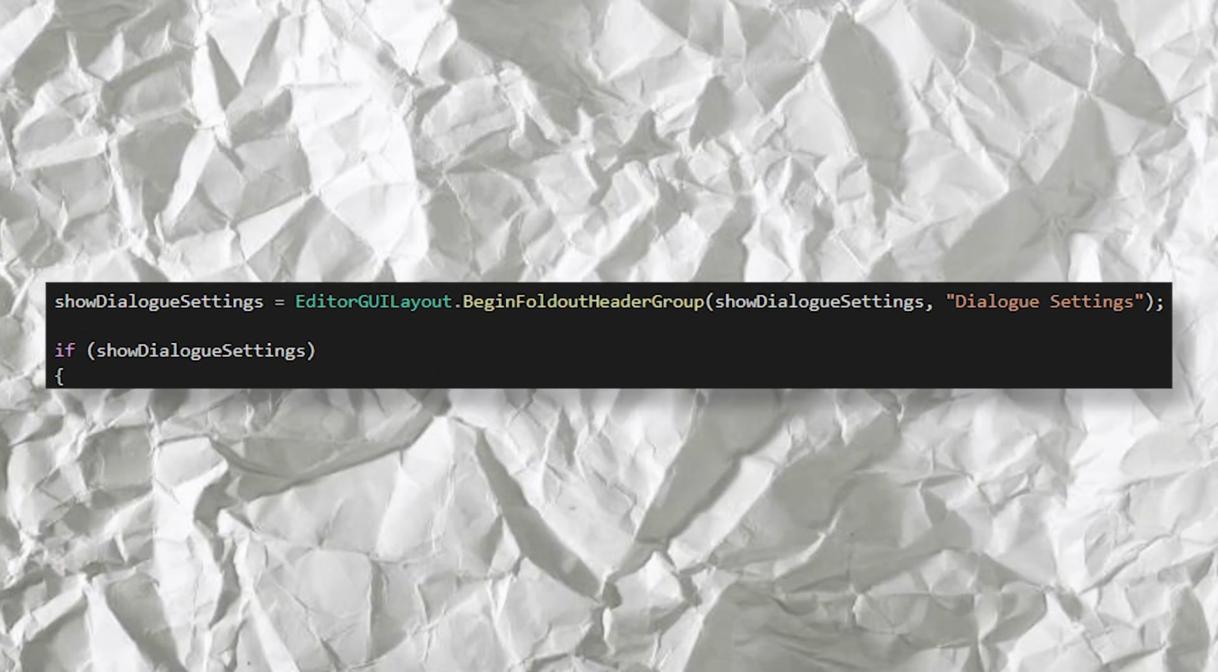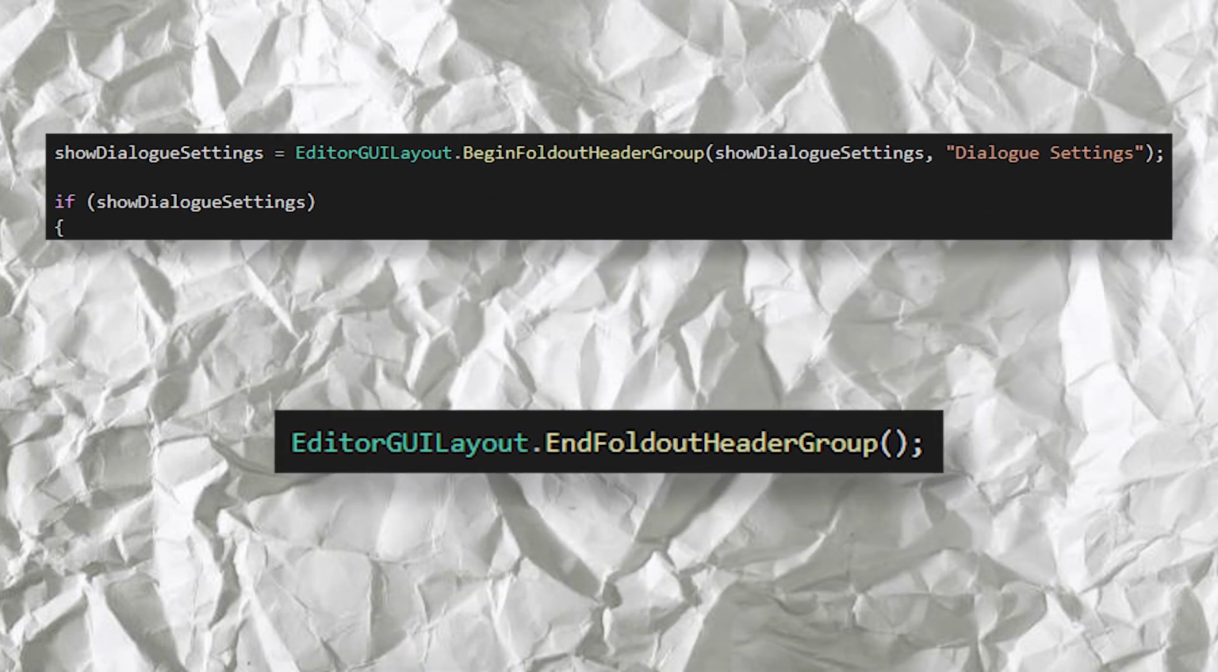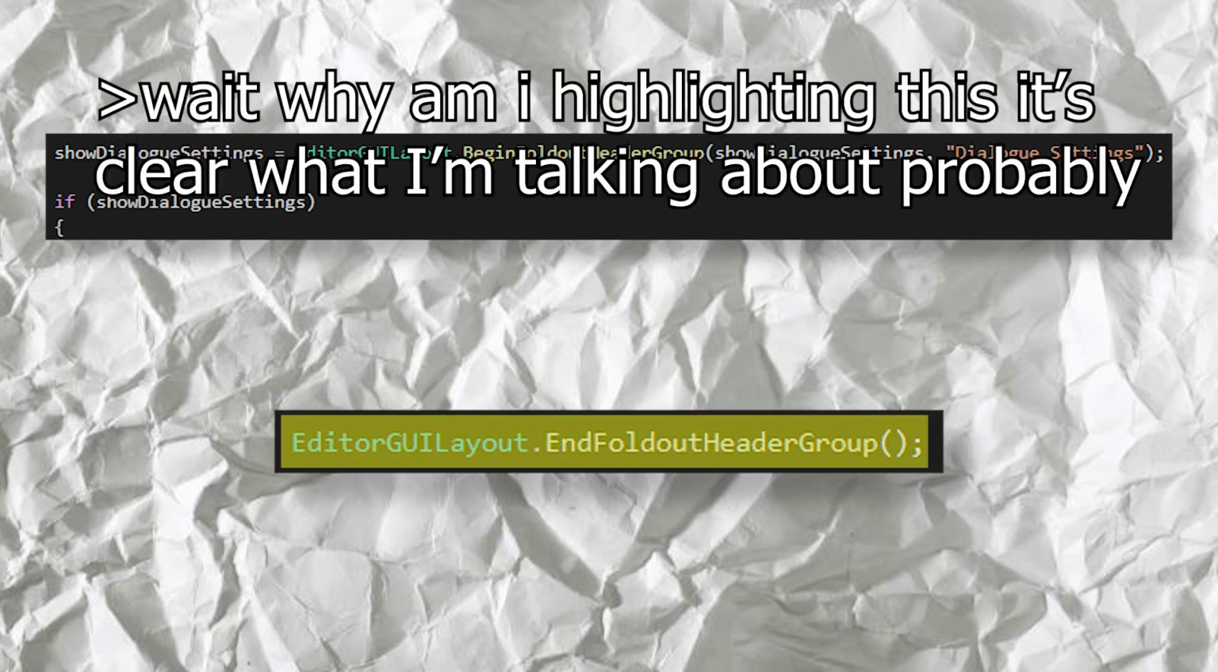So this is another thing that's important to remember. If you open a group, like a vertical or a foldout header group or something, it's important you close it because otherwise you get stuff like this. Fortunately, closing it is really easy. You just type EditorGUILayout.EndFoldoutHeaderGroup.